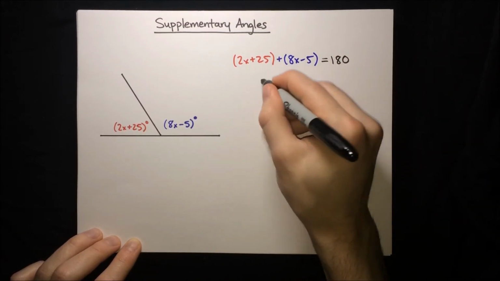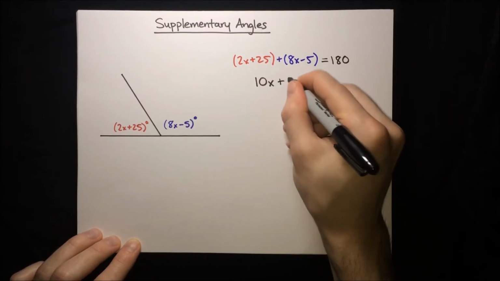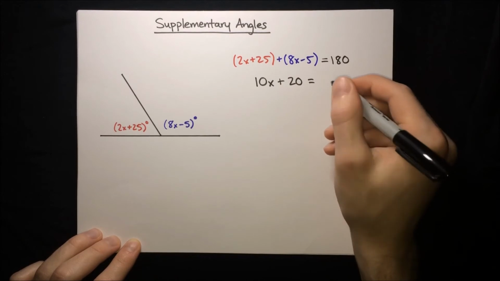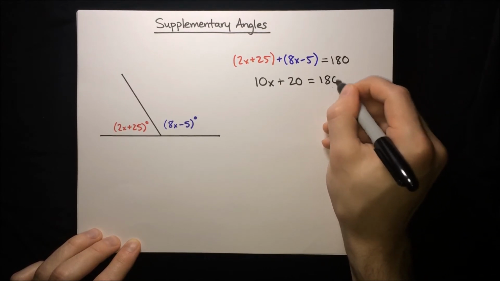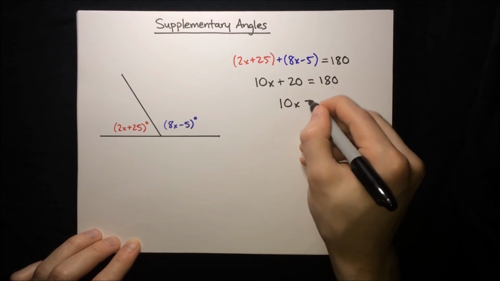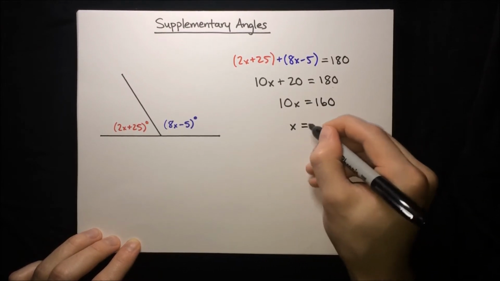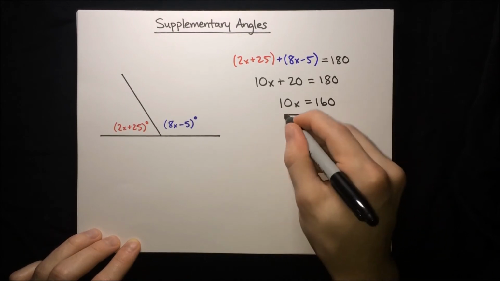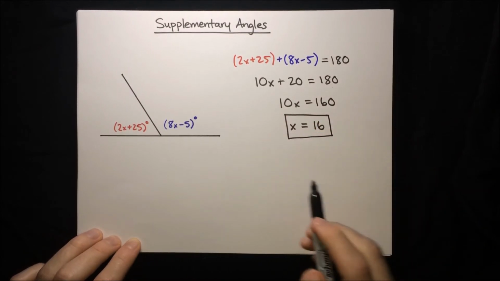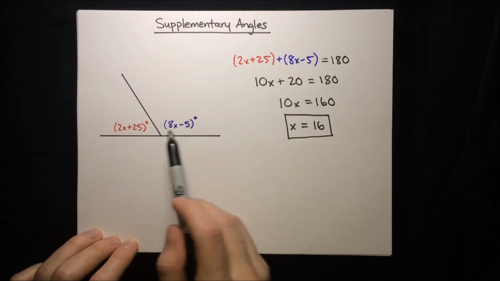Combining the 2x and the 8x, we get 10x, and then 25 minus 5 is 20. So the sum of 10x and 20 has to be 180. If we subtract 20 from both sides, we get that 10x equals 160, and then dividing by 10, we find x equals 16. And there we go. No actual angle measures, but using supplementary angles, we were able to solve for x.